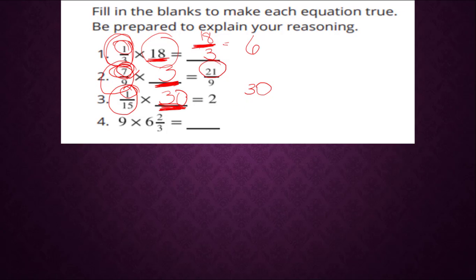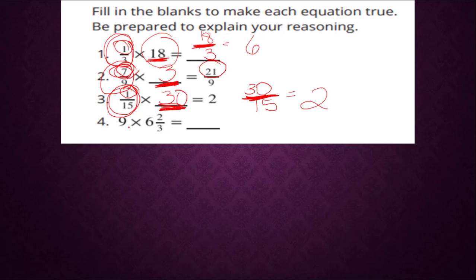So 30 times the 1/15 would give me 30/15. So now we'd have to read that as a division problem. 30 divided by 15 equals what? So what times 15 would give me that 30? That's where your 2 comes from. Okay, let's look at number 4.